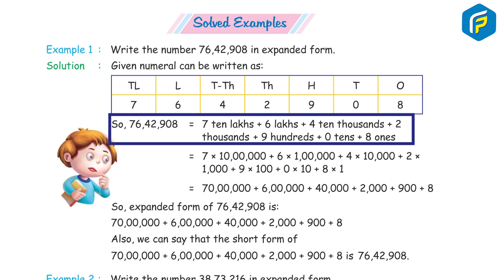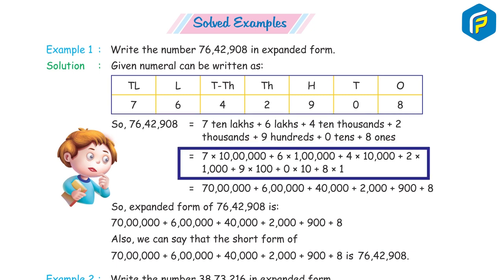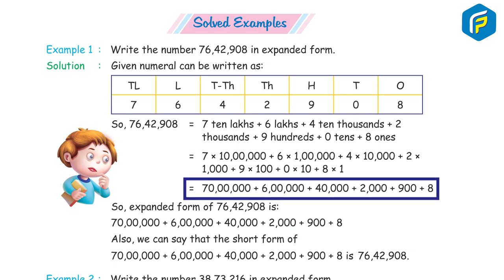76,42,908 is equal to 7 ten lakhs plus 6 lakh plus 4 ten thousands plus 2 thousands plus 9 hundreds plus 0 tens plus 8 ones, which is 7 into 10 lakh plus 6 into lakh plus 4 into 10,000 plus 2 into 1,000 plus 9 into 100 plus 0 into 10 plus 8 into 1, equal to 70 lakh plus 6 lakh plus 40,000 plus 2000 plus 900 plus 8.